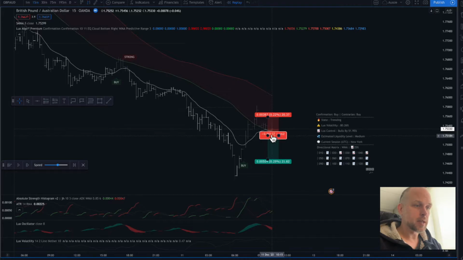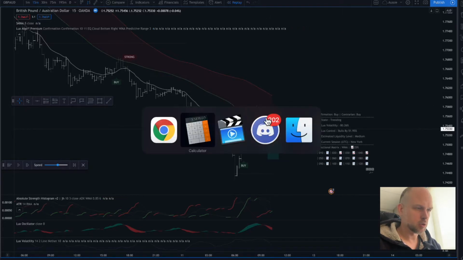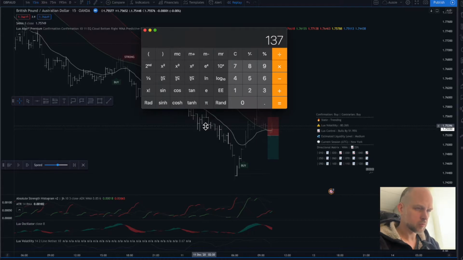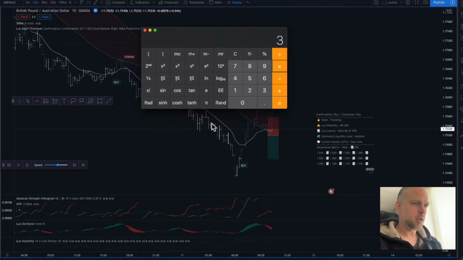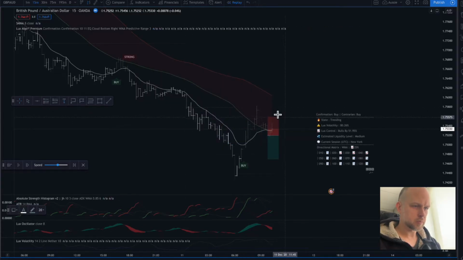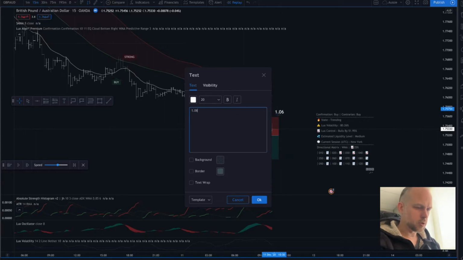So what I do is I divide 137 by 387. That is the ratio of my loss, but my full risk was 3%. So I'm going 0.35, and so on and so forth, times 3%. So I'm actually losing 1.06% on this trade. So I go back in here, 1.06%.